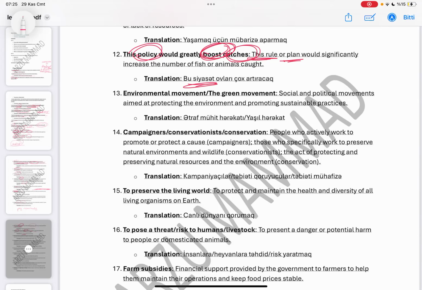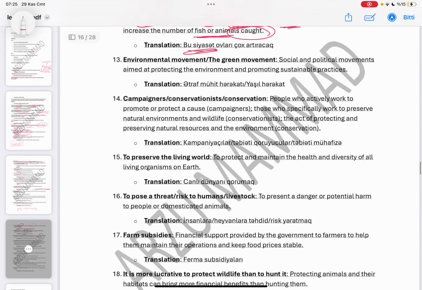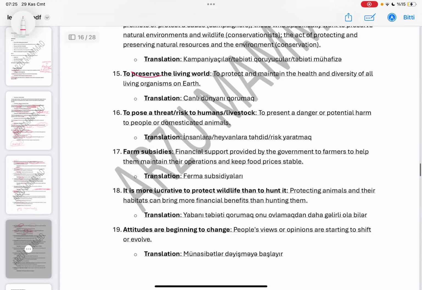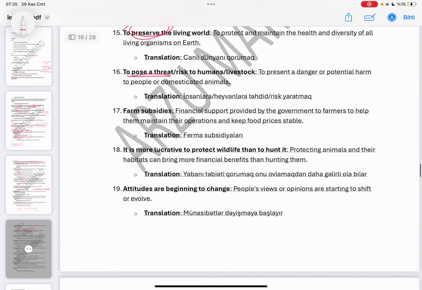Catch, something like fish or animal's coat, okay? Preserve, maintain. Pose a threat, very good collocation. Pose a threat, pose a risk. So you create a risk for something, okay? To humans, livestock. Livestock, cows, something like this, cows.